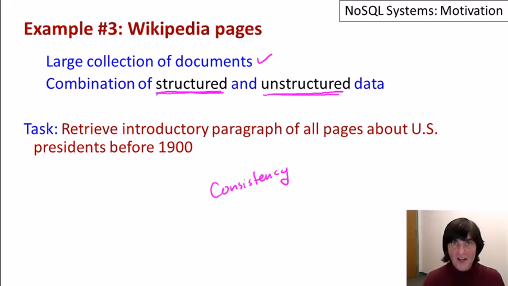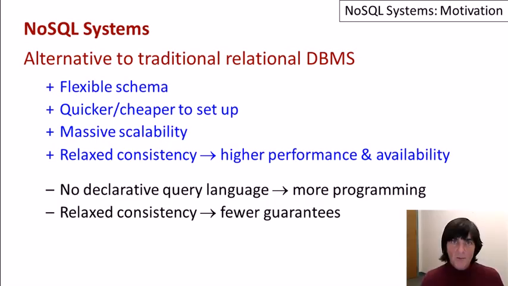As we'll see, another type of NoSQL solution is called a document database system, which can be more appropriate for this type of application. So to summarize, NoSQL systems provide an alternative to using a traditional database management system for certain types of applications. NoSQL systems provide a flexible schema, which can be useful when it's not easy to get the data into a structured table format. They can be quicker and cheaper to set up, so you might be able to get going faster on actually analyzing your data and maybe for less cost. A bit debatable, but that's the word on the street right now.